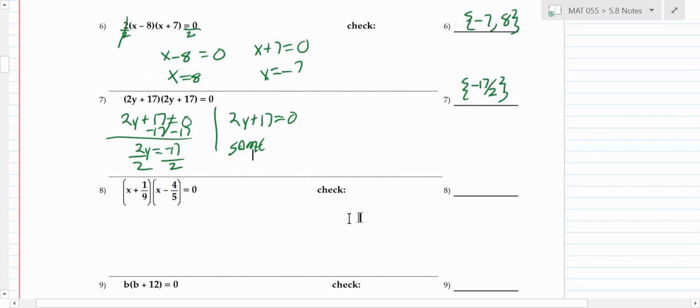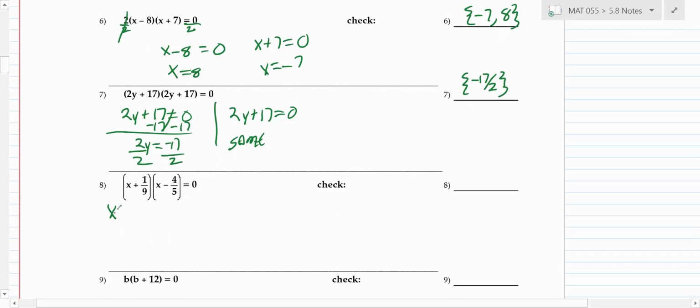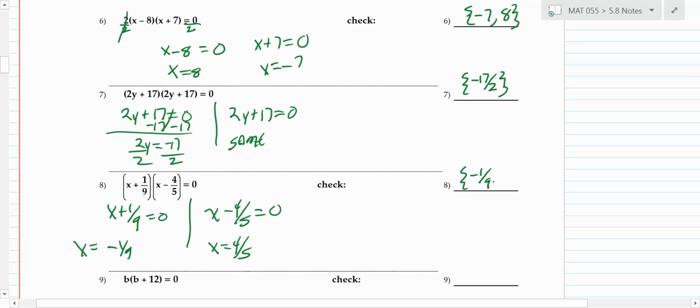Okay, all right. And then the next one, you're doing x plus a ninth equals 0, and then x minus 4/5 equals 0. So the answers to this one in your head, that's just negative 1/9. And then this one in your head, you would get x equals 4/5. You don't really have to show any steps on that. If you can do it in your head, just write it out. Okay, so that's how that goes, all right?